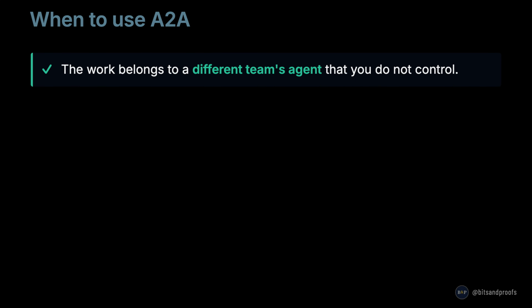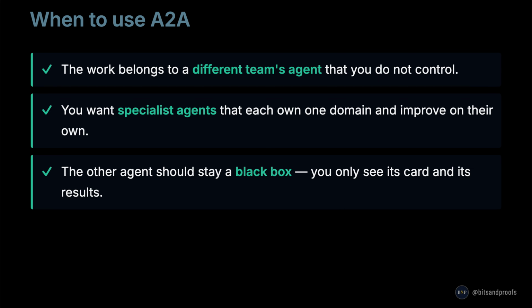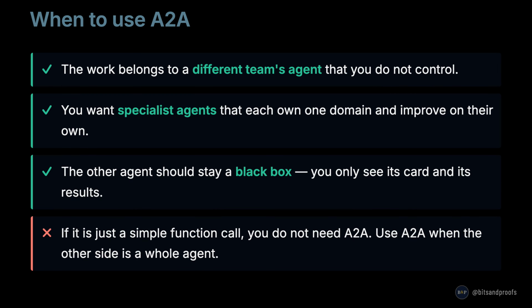When should you actually use A2A? Use it when the work belongs to a different team's agent that you do not control. Use it when you want specialist agents that each own one domain and improve on their own. Use it when the other agent should stay a black box, where you only see its card and its results. But not for everything. If it is just a simple function call, you do not need A2A. Use A2A when the other side is a whole agent.